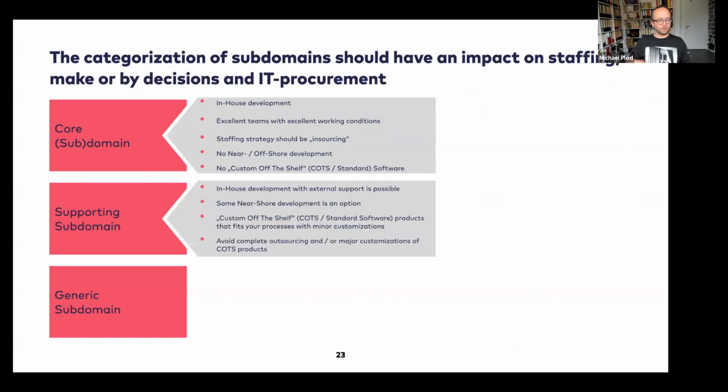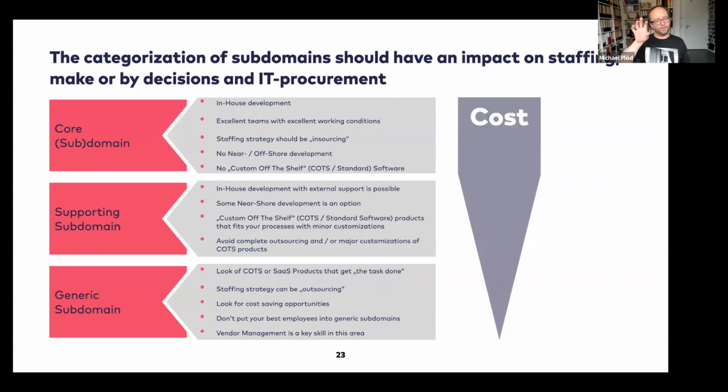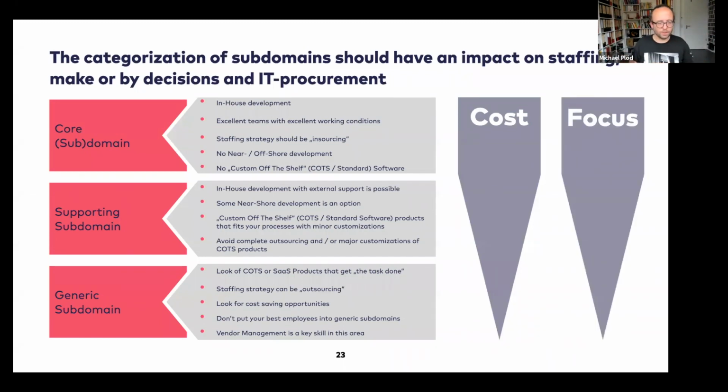On the other hand, in the supporting subdomain, you can go with some external support, some nearshore development maybe. You can use some custom off-the-shelf software if you want. But on the generic subdomain, my preferred thing would be some SaaS solutions or something like that. So in the end, I would be willing to spend a lot of money on the core domain, and the budget sinks. And the same goes with the focus.